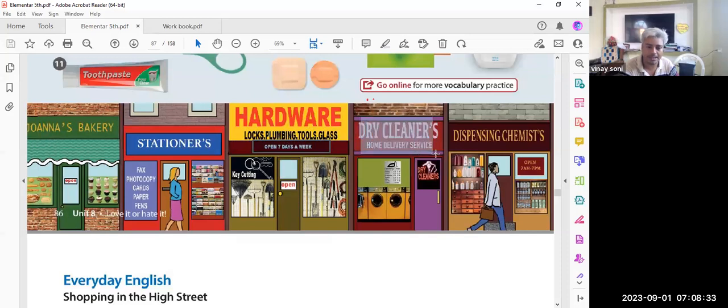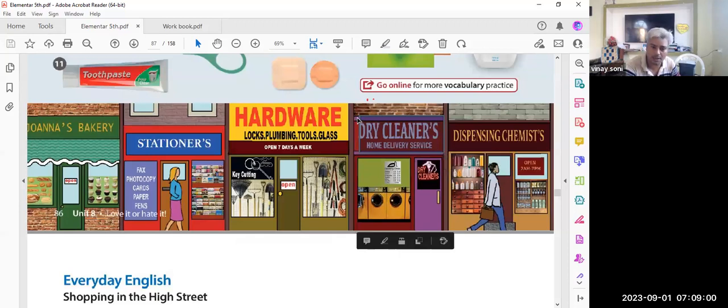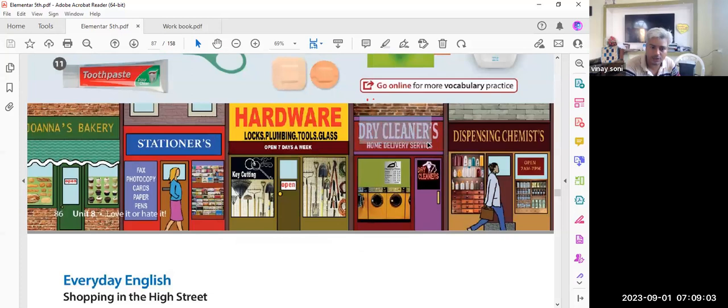Now, next shop is dry cleaner shop, okay? They don't sell you anything. They sell you their service, not their products, okay? Dry cleaners. Home delivery service. It means they will send your clothes after dry cleaning to your home. You can also use the word dry cleaner as a job, that XYZ is a dry cleaner. So you can use the word as a job, if you notice, dry cleaner is a job, a stationer is a job, my brother is a stationer, okay? My brother is a baker, my brother is a dry cleaner.